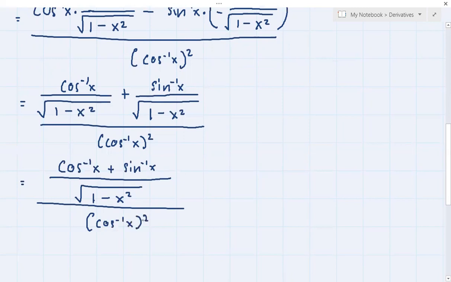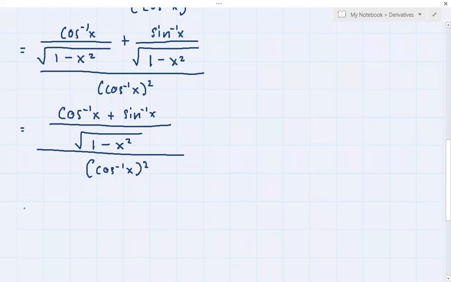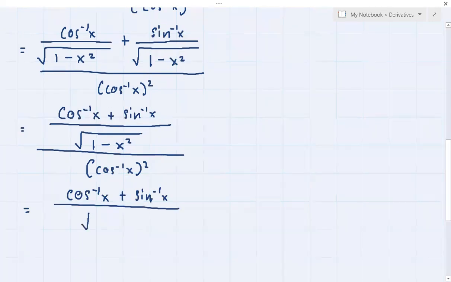That's it. Okay? And last but not the least, we will simplify this one by reciprocating. So, pag i-reciprocate natin siya, ganito maging itsura niya. Arc cosine x plus arc sine x all over the square root of 1 minus x squared times 1 all over the square of arc cosine.